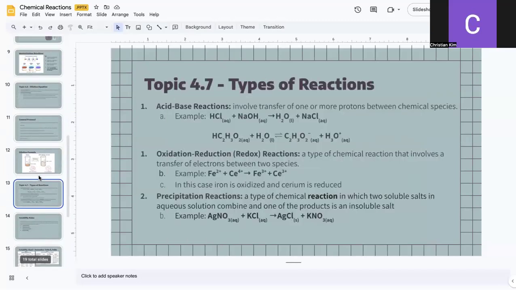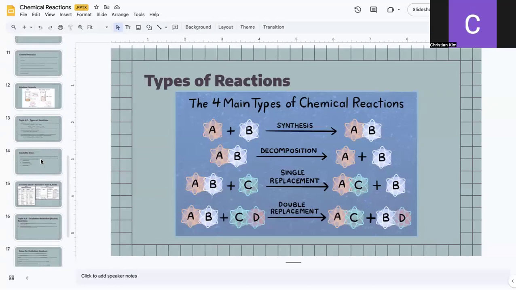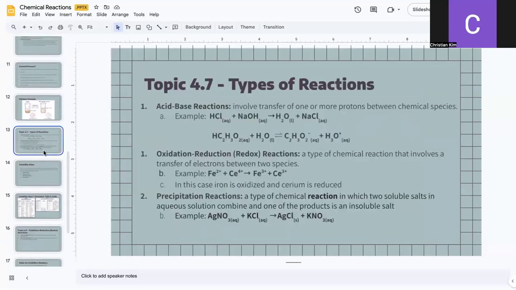And then along with the different classifications of reactions, which are the four main types, we can go into more specific types of chemical reactions that are less arbitrary than A's and B's. The very first type is the acid-base reaction, which we just covered, which involves the transfer of one or more protons between chemical species. There's also the oxidation-reduction or redox reactions, which involve a transfer of electrons between two species, which we'll go into more, and the precipitation reactions, which are when two soluble salts in an aqueous solution combine to form one product that is insoluble.